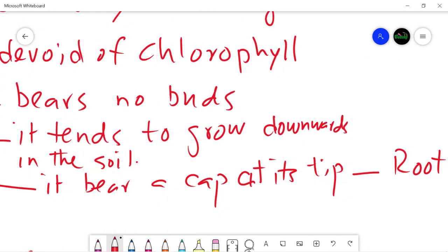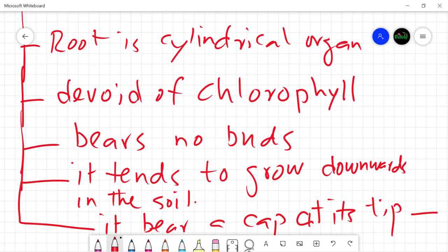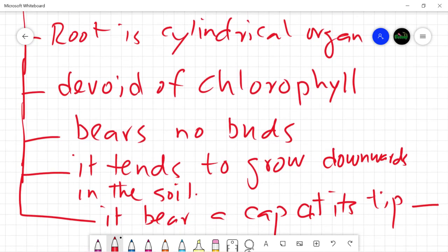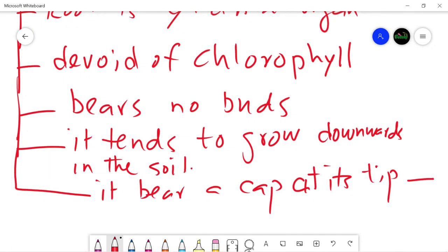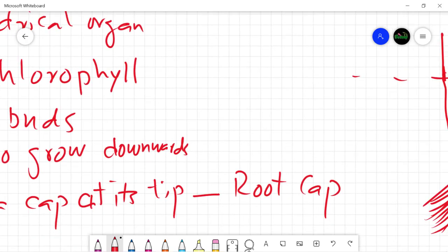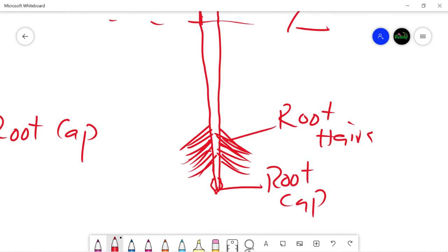So this was a definition of the root. We have tried to define what is root. Cylindrical organ without chlorophyll, without any buds, and it almost always tends to grow downwards into the soil, and it bears at its tip a cap known as root cap, and moreover it has fine hair-like structures below the tip, known as root hairs, which are meant for absorption. So this is a general definition of the root.